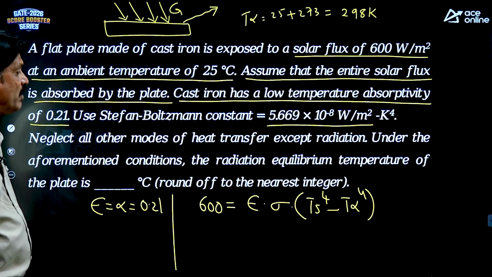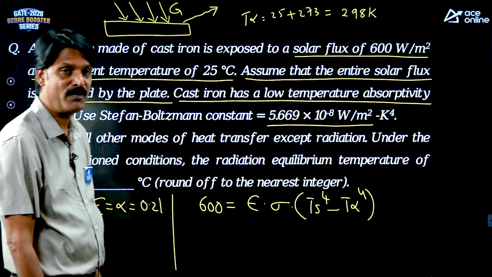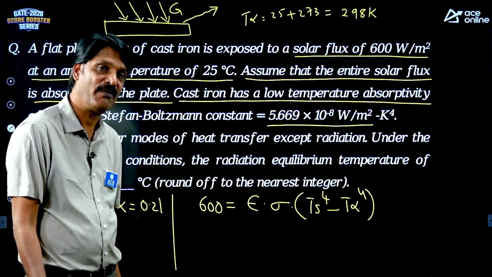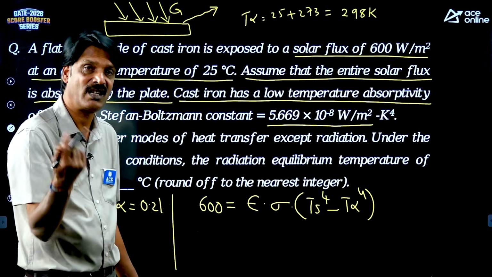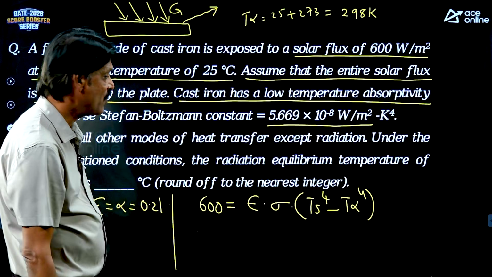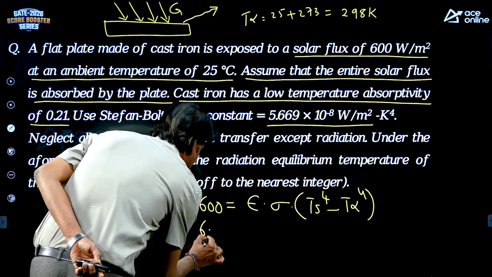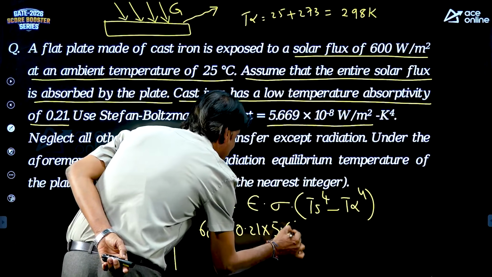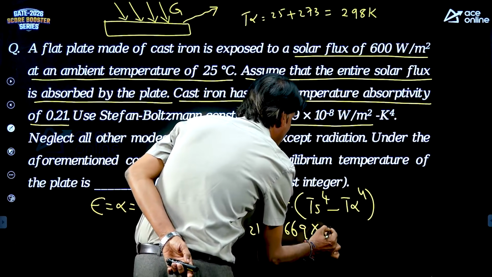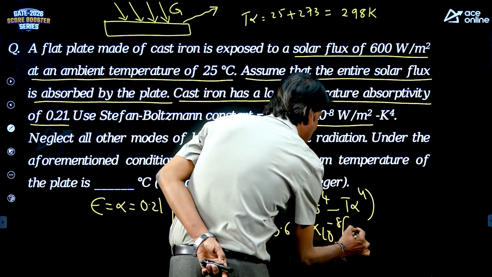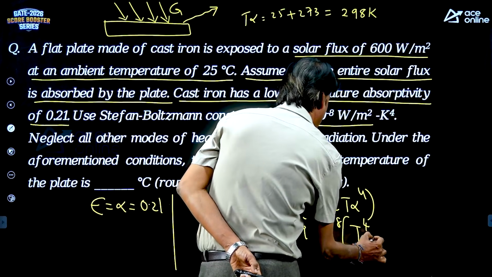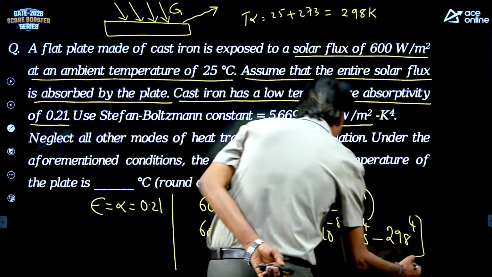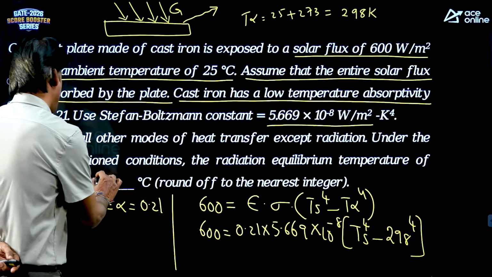Whatever radiation is emitted from surface 1 is going into the ambience, hence the shape factor of this plate with respect to that ambient should be equal to 1. So I write 600 equals 0.21 into 5.669 into 10 power minus 8 into Ts power 4 minus 298 to the power of 4. This should fetch you the temperature.